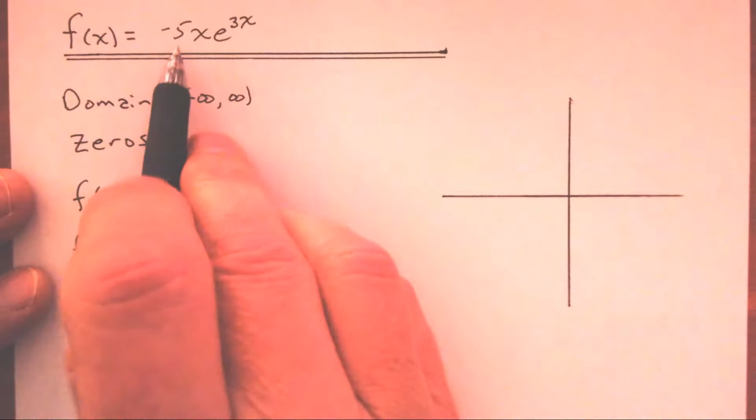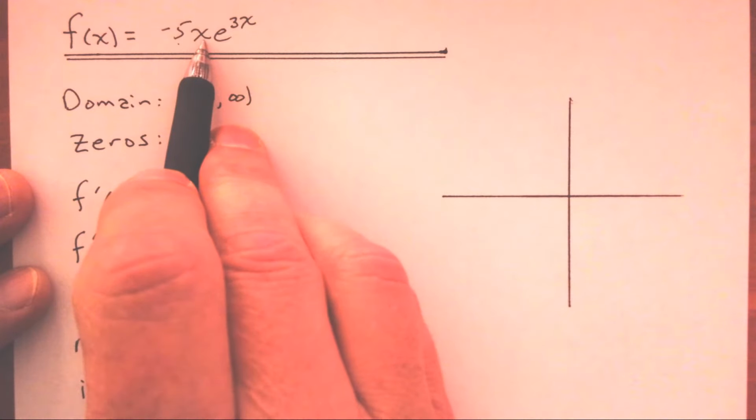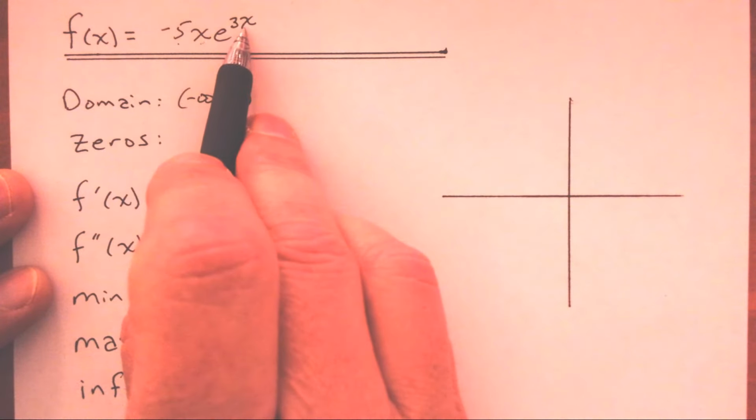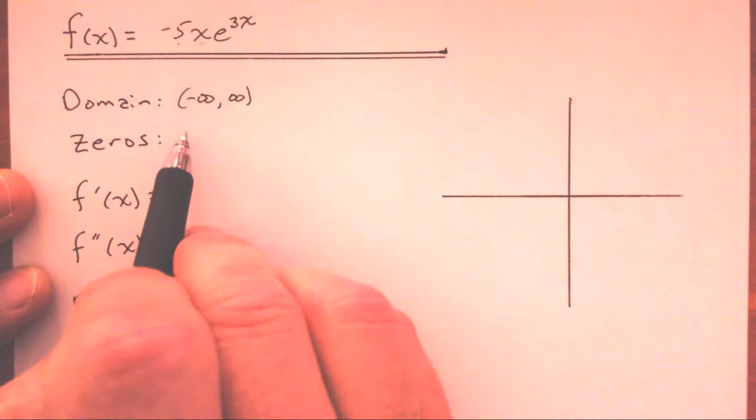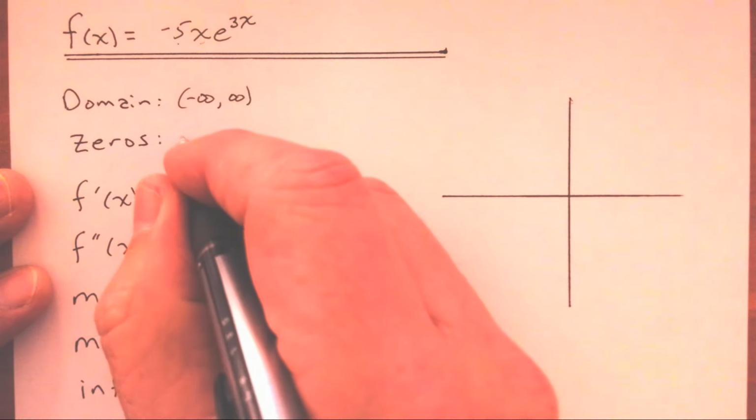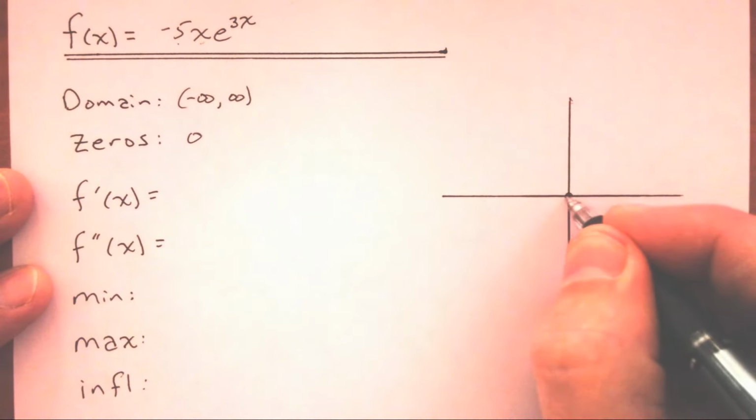And the only way this function is going to be 0 is if x equals 0. E to a positive is positive. E to a negative is still positive. And e to the 0th, of course, is 1. So the only 0 we get is at 0.